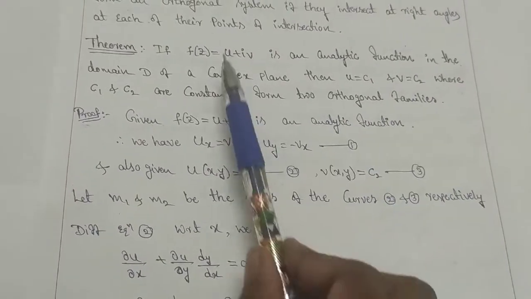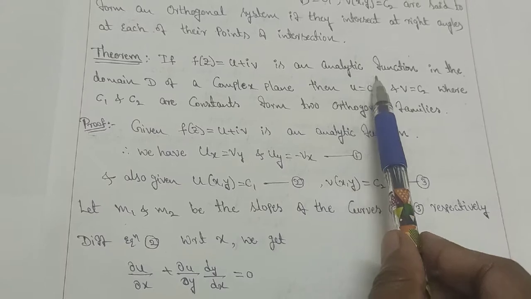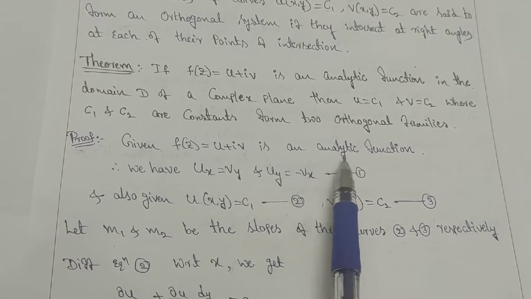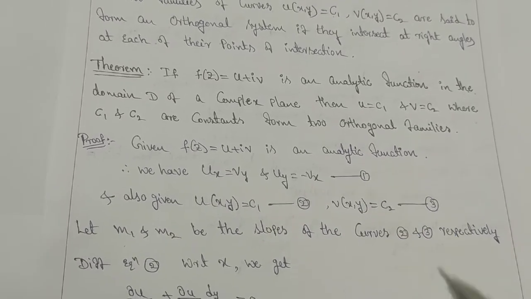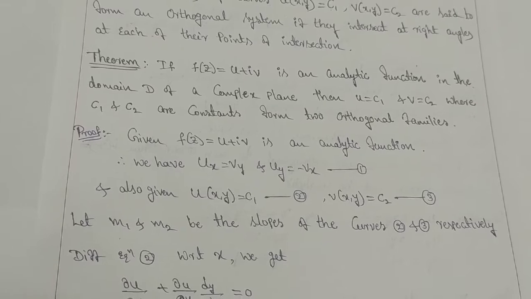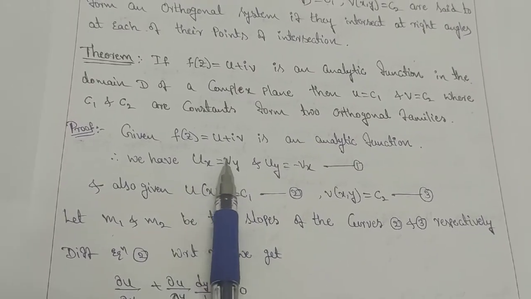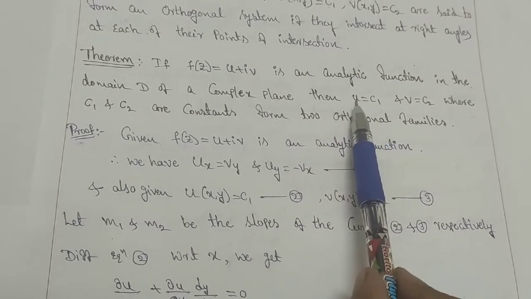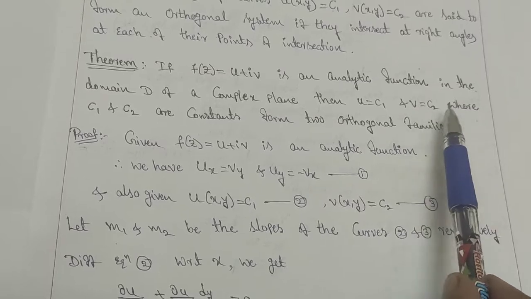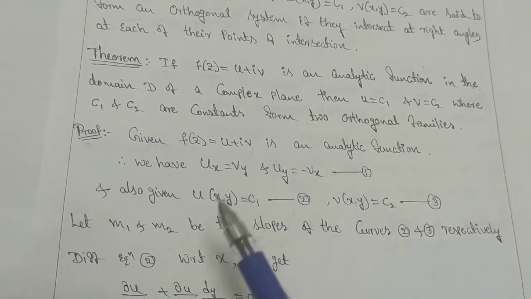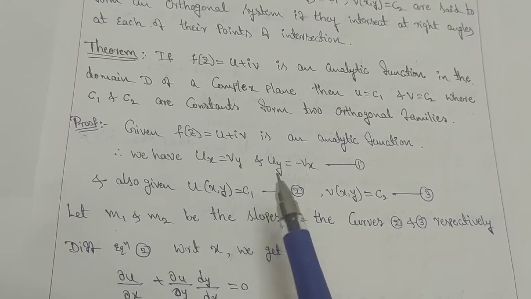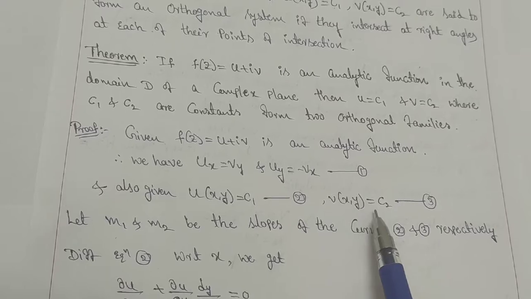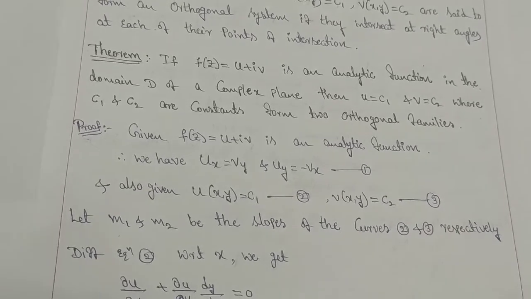What is the given data here? The given function is analytic. Write down the given data: f of z is equal to u plus iv is an analytic function. Analytic function means the function should satisfy the CR equations. Write down the CR equations: ux is equal to vy and uy is equal to minus vx. Put this as equation 1. And also given u is equals to c1 and v is equals to c2. We can express u as u of x comma y is equals to c1, put this as equation 2, and v of x comma y is equals to c2, put this as equation 3.